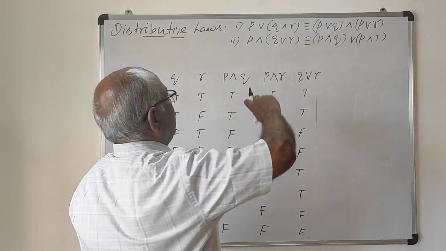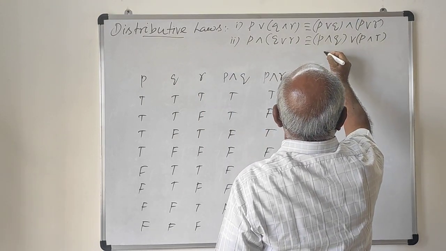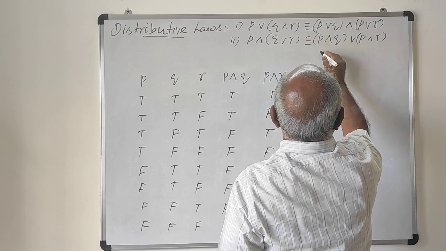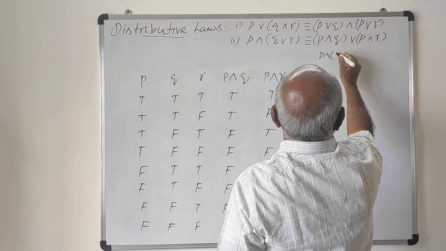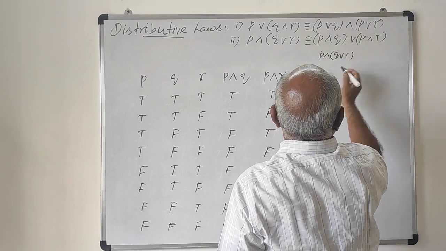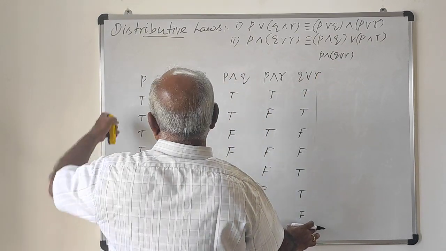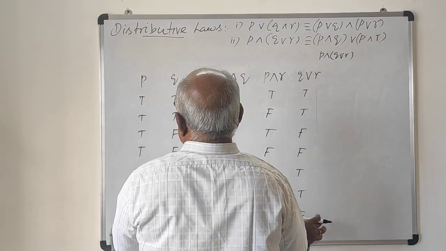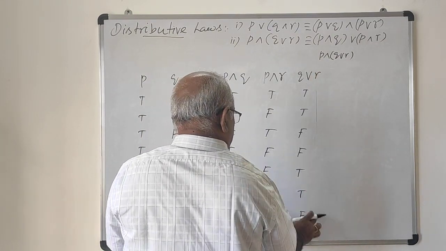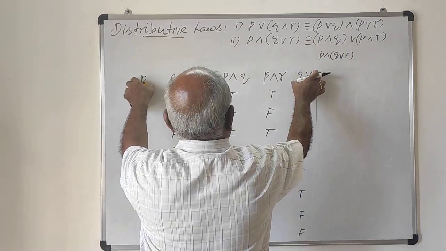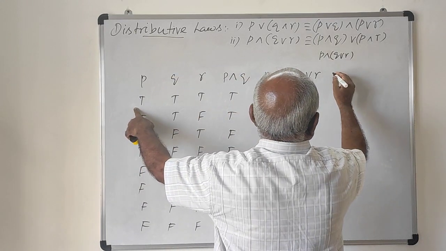Now for the left hand side, we want P conjunction (Q disjunction R). Q disjunction R is here and P is in the first column. Using the first column and the column containing Q disjunction R, we have to take conjunction for these two columns. Conjunction means both are T. This is the left hand side.